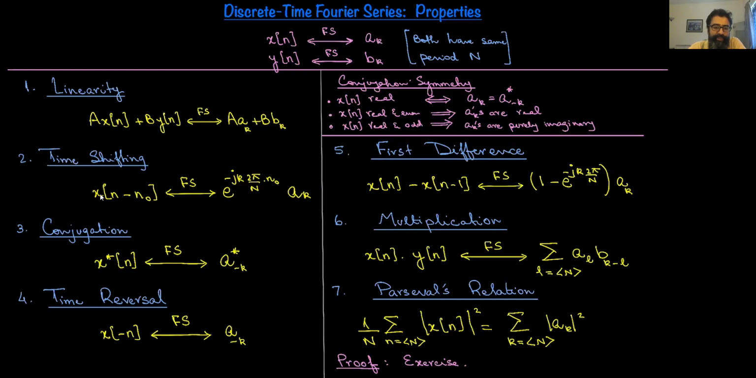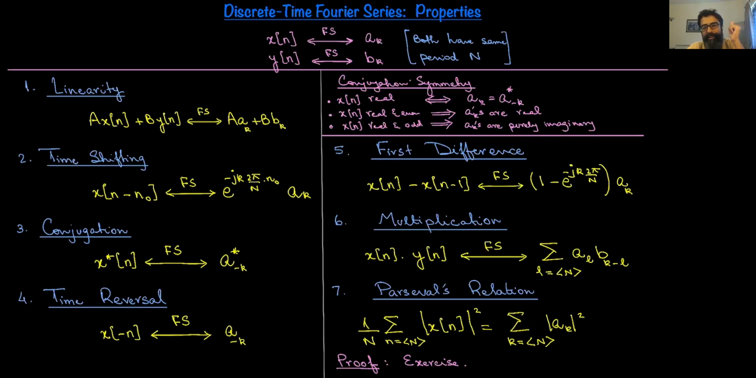For the time shifting, x of n minus n naught, once again similar. What that results in the Fourier domain is just a multiplication of the Fourier series coefficients of x by this simple exponential. Conjugation is exactly the same. X conjugate of n results in a Fourier series coefficient of a conjugate minus k. Time reversal in the time domain just flips the Fourier series coefficients as well. And once again, very similarly to the continuous time case, all of those conjugation symmetry properties also hold.